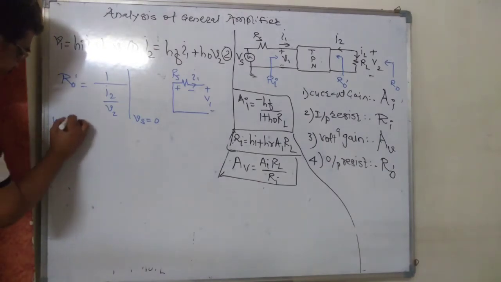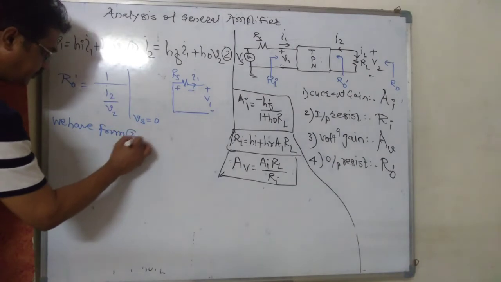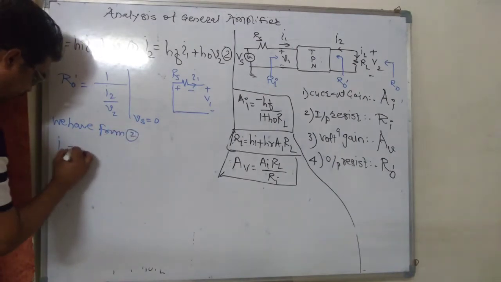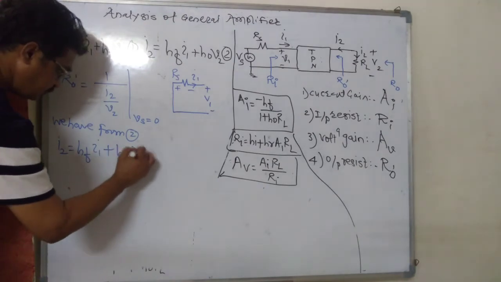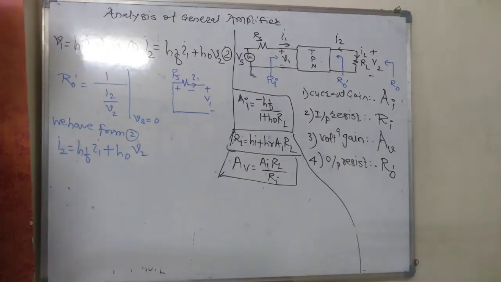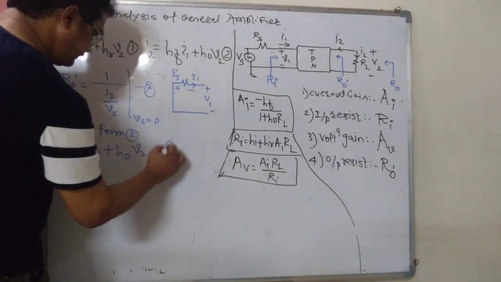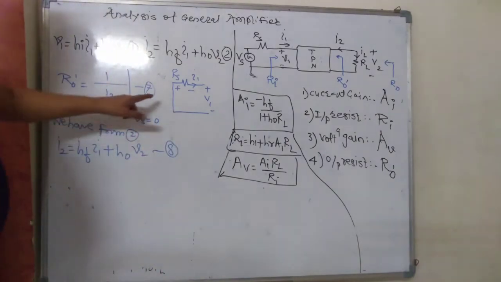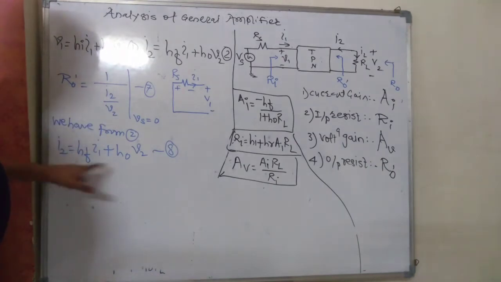We have, from 2, I2 equal to HF I1 plus HO V2. Suppose this is number 7, this is number 8. For I2 upon V2, we would require terms of I2 and V2 only. I1 is not required. We have to eliminate I1, either in terms of I2 or V2.